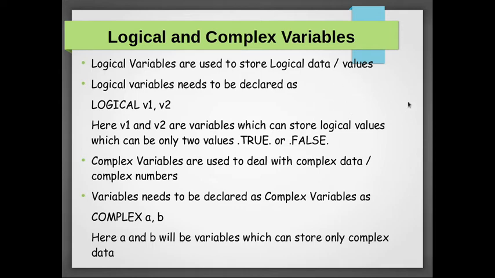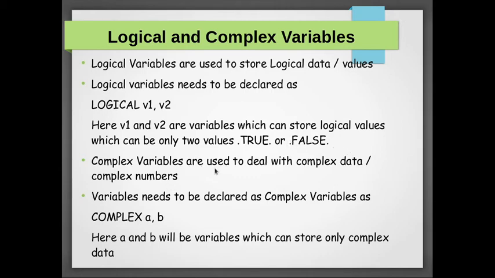This logical data, if we want to store it, can be stored in memory locations which are named accordingly. That means we need logical variables to store logical data. The declarative statement is LOGICAL V1, V2. That means V1 and V2 are two variables which we have named and declared to be logical. That means V1 and V2 can store logical data, which can only be two values, true or false.